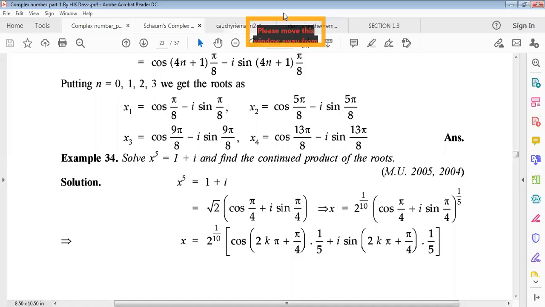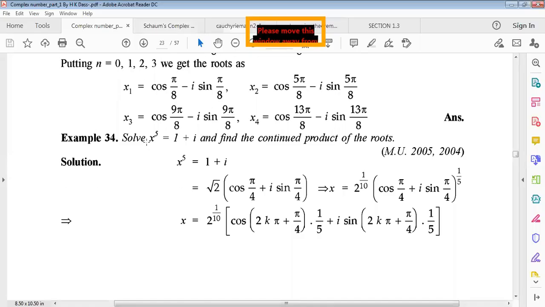Next example. Similarly, another application of de Moivre's theorem. By using de Moivre's theorem, solve x to the 5 equals 1 plus i. Find the continued product of roots. Product of roots means multiplication of all roots. Now we are given x to the 5 equals 1 plus i. This 1 plus i can be written as root 2 (cos π/4 plus i sin π/4).